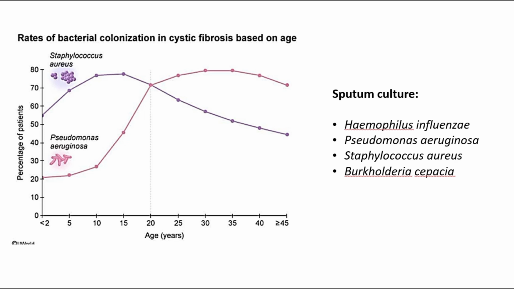Now, as you can see from this chart, Staphylococcus aureus is more common in younger children, and it gets less and less with age, while Pseudomonas aeruginosa is the opposite. It's not as common as Staphylococcus aureus in younger children, and it's more common in adults. And this is very important when it comes to treatment of acute chest infection in cystic fibrosis patients.